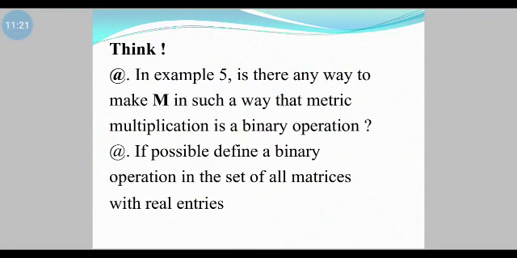Think about this example: is there any way to choose M in such a way that matrix multiplication is a binary operation? In the fifth example, we considered M to be the set of all m by n matrices, that is, there are m rows and n columns. So by changing the pattern of that set of all matrices, is it possible to define multiplication as a binary operation in M?